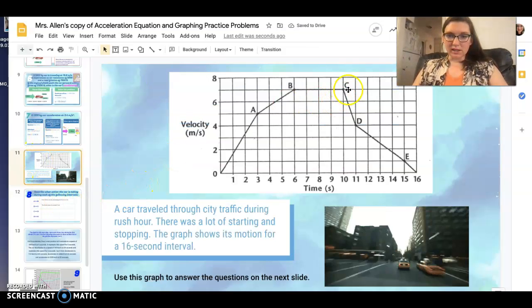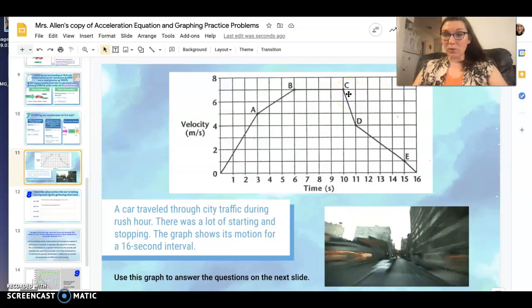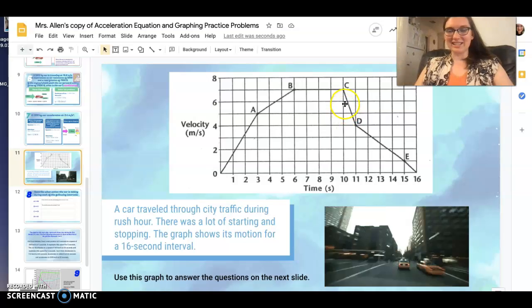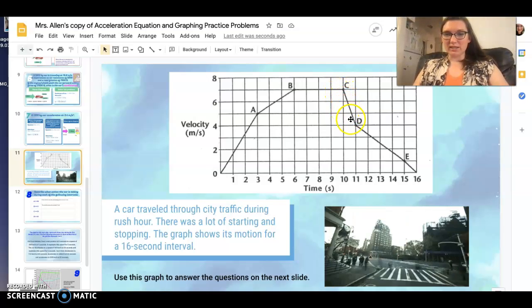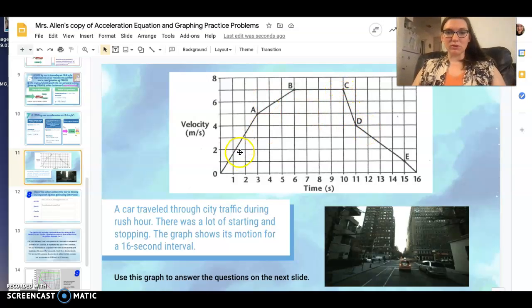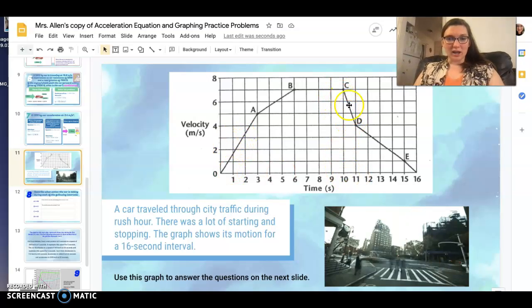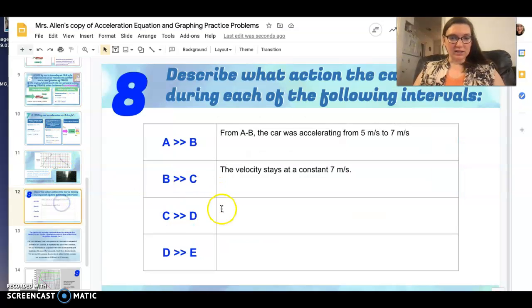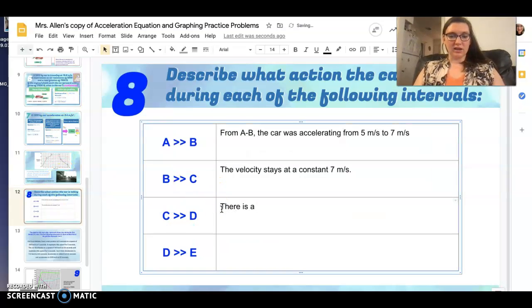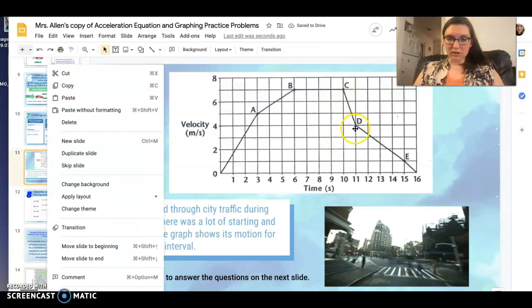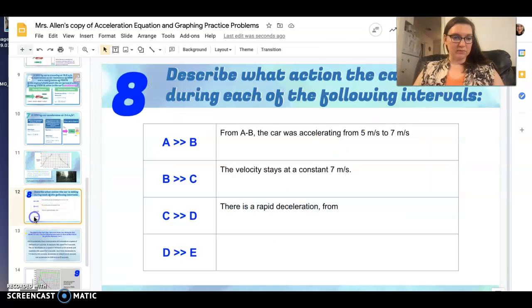Then from C to D, there is a quick acceleration, and I can tell that it is a rapid acceleration, or deceleration, I mean, because the slope is steep. When we're looking at a velocity time graph, the slope is the acceleration. So there is a rapid deceleration from 7 meters per second to 4 meters per second.